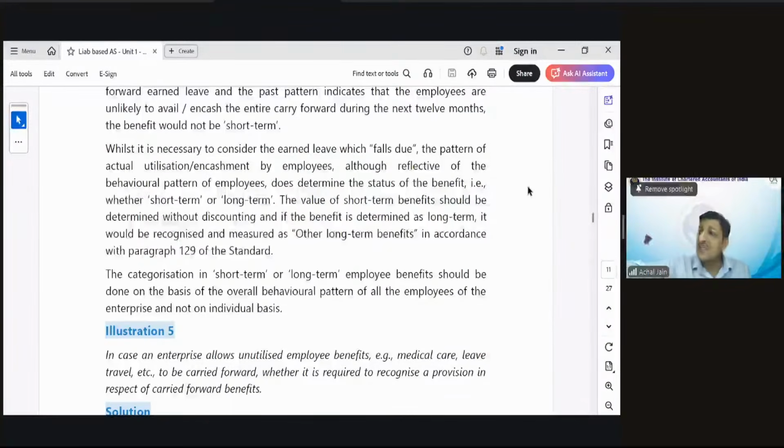Now the question arises that the benefit has been carried forward, that has not been availed by the employees during the reporting year. Should the entity create a provision, meaning record such an expense, during the reporting year itself or not? Over to you. What do you think? How will you treat this? How will you record this? Everyone, what do you think? What should be the accounting treatment here?